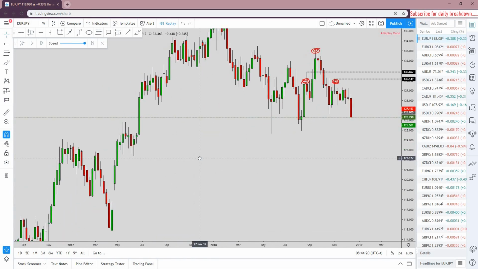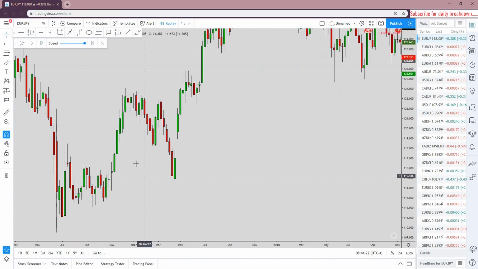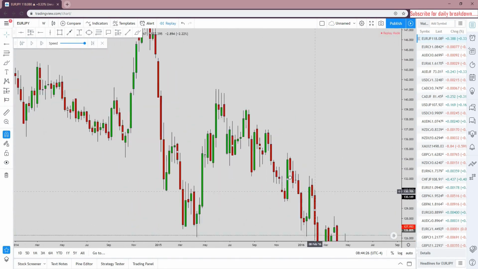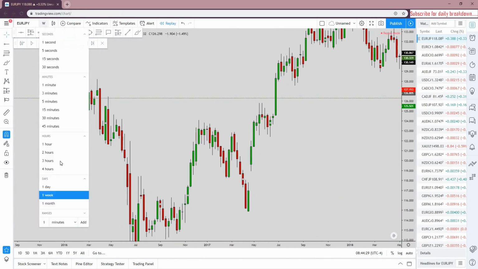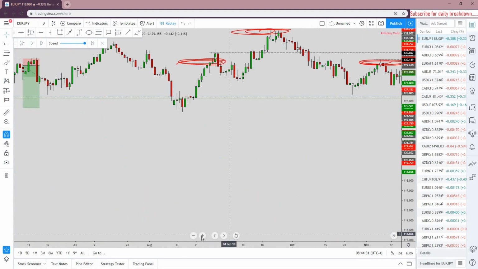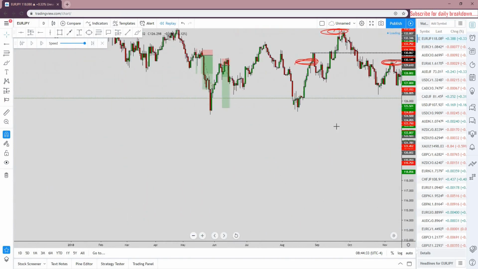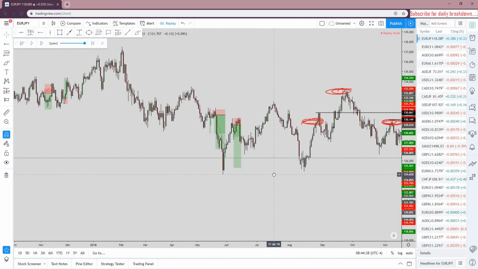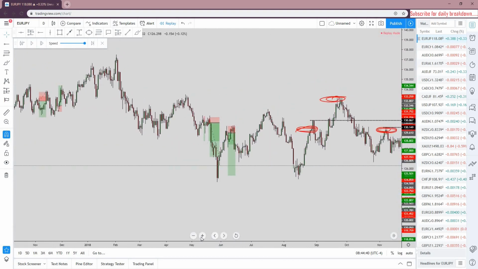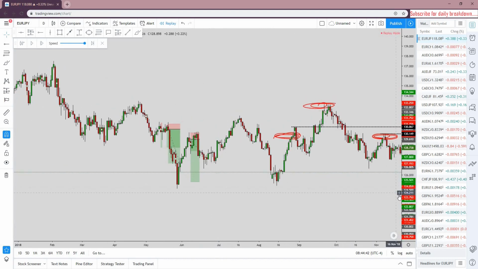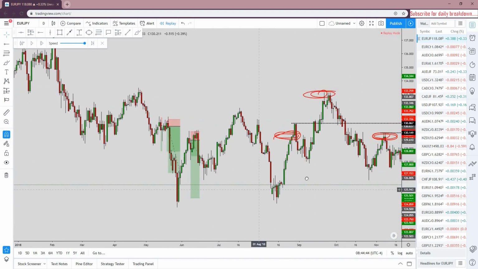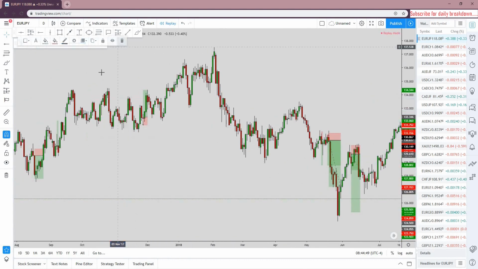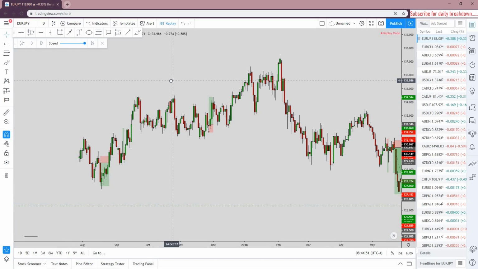Now continue going. Let's see if we find other head and shoulders here in the weekly time frame. Not really. Let's go immediately to the daily time frame and see if on this pair we have other head and shoulders. If not, we will just switch pair and we will be looking for head and shoulders on another pair. Now head and shoulders formations are not that common on the daily time, or on basically higher time frames. Let's see if we get one.